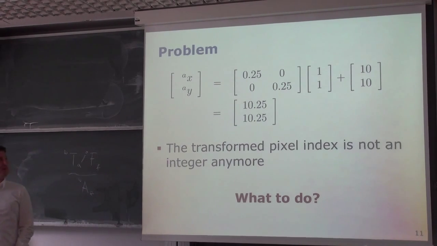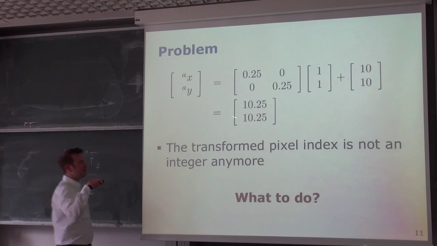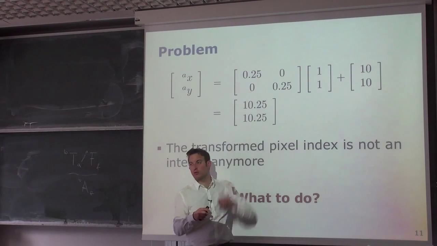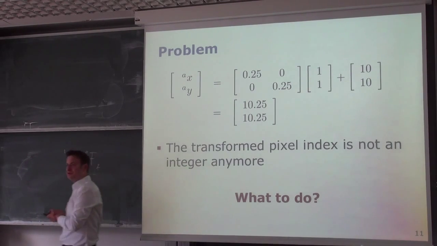And now we have the problem: if I want to generate this output image A from my input image B, given a transformation, the problem that I have is that I actually end up getting coordinates here which are not integer values anymore.